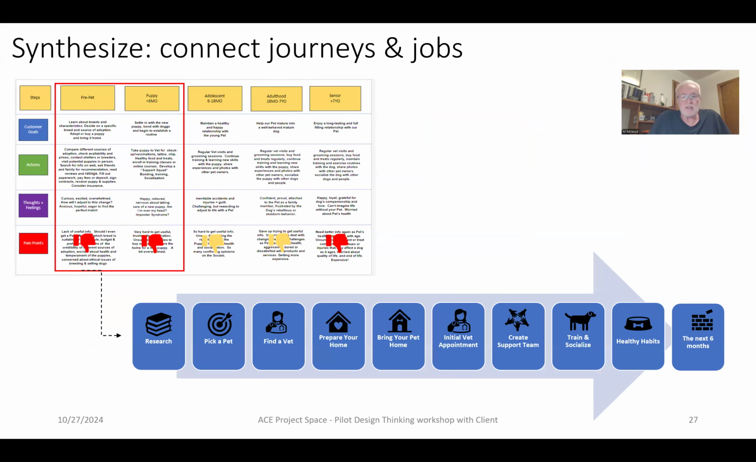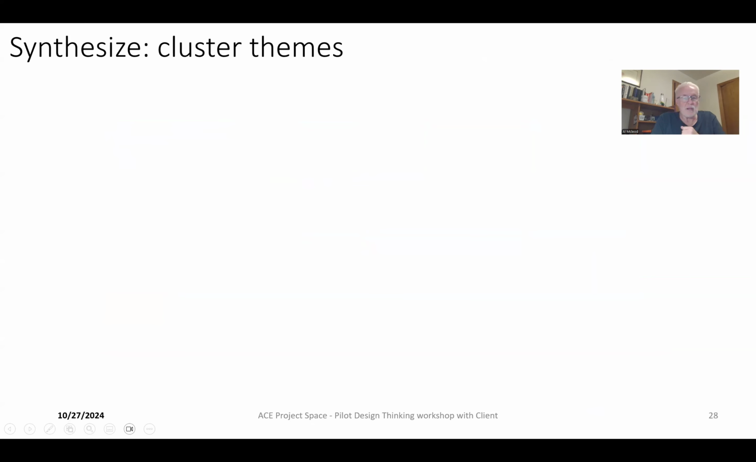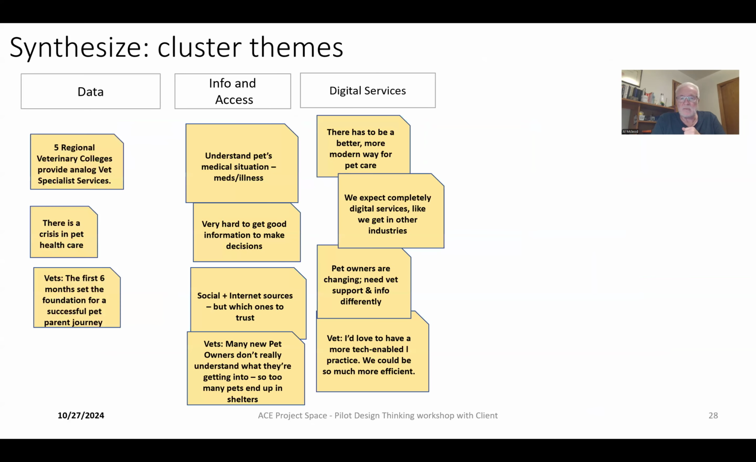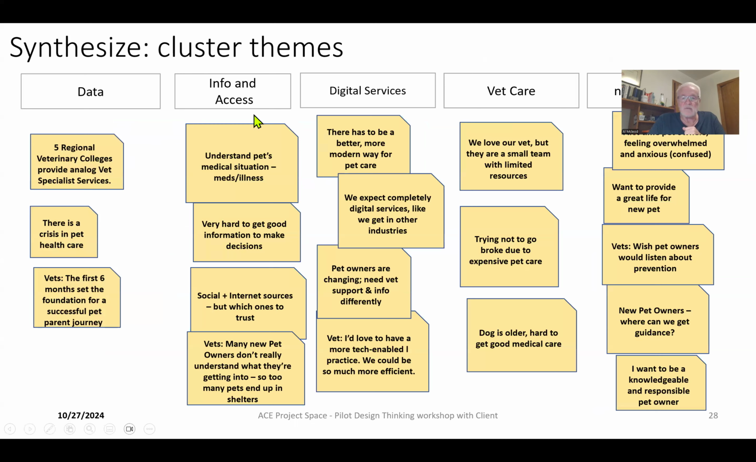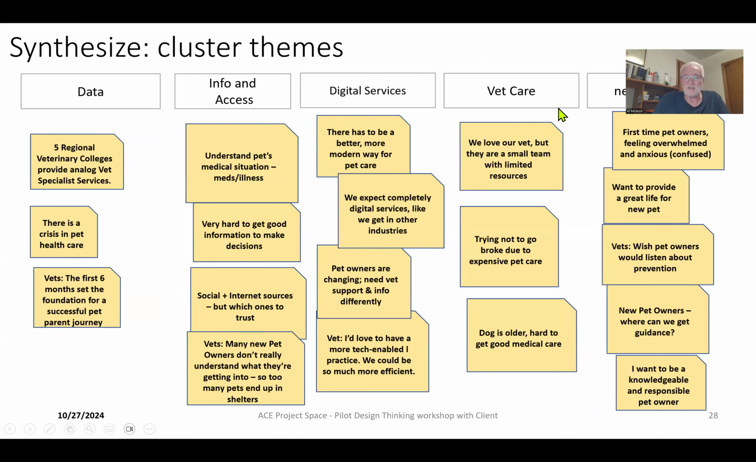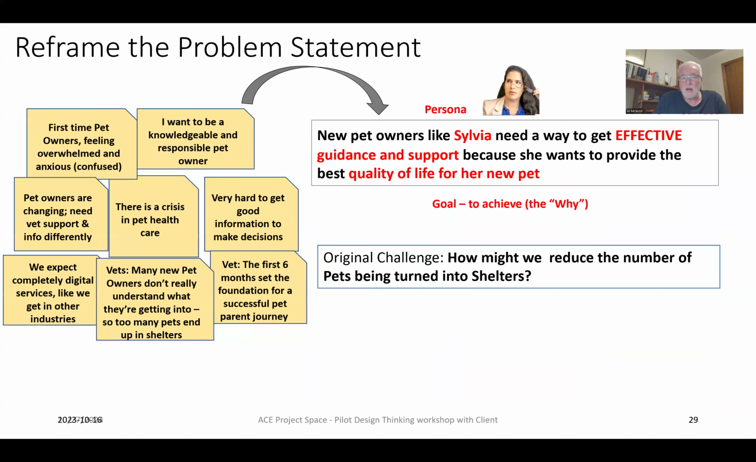Okay, so then what happens is we synthesize this and we take, for example, our journey map together with this kind of information that we pulled together on what a perfect journey would look like. And then we cluster themes. So we pull these themes together, right? So data, information, and access, new pet owners, vet care, and digital services. And we pull these together, and on a whiteboard, we talk to our team together, and we vote, and we reframe the problem statement.